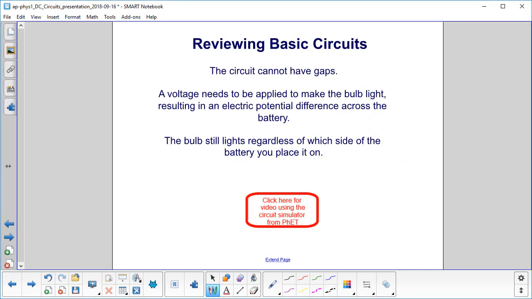A quick review of what we just said. Your circuit cannot have gaps, it must have a complete path for current to flow through. You need a voltage applied, which typically comes from a battery, that will make the bulb light. That will result in electric potential difference across the battery and drive the charges around the circuit. And the bulb still lights regardless of which side of the battery you place it on. And here's a nice simulator from PhET that you can check out and simulate some of these circuits.